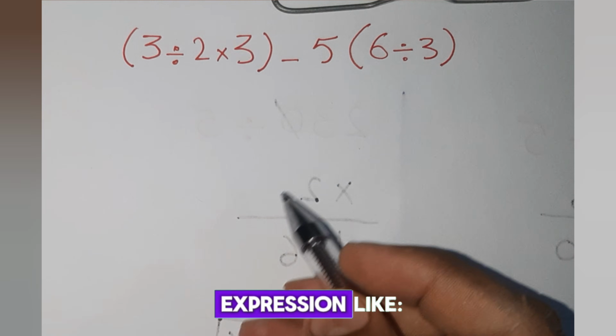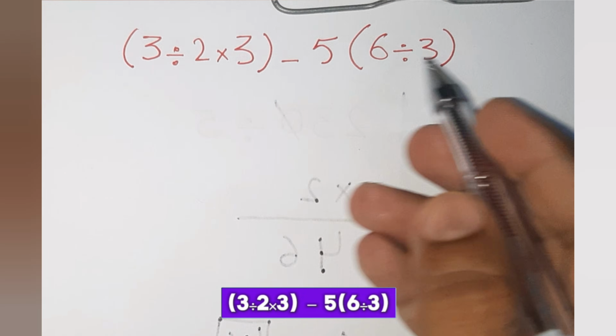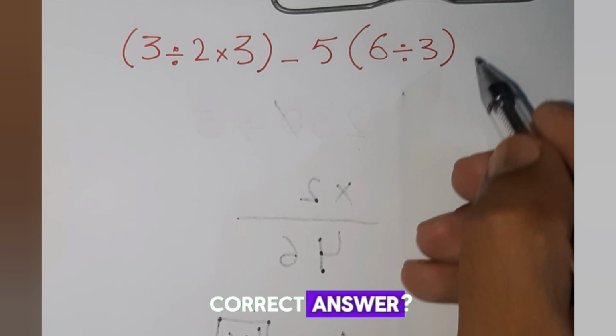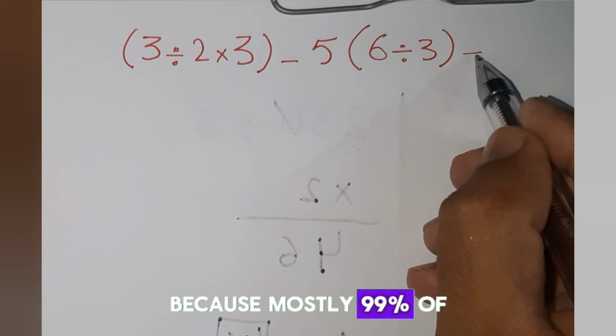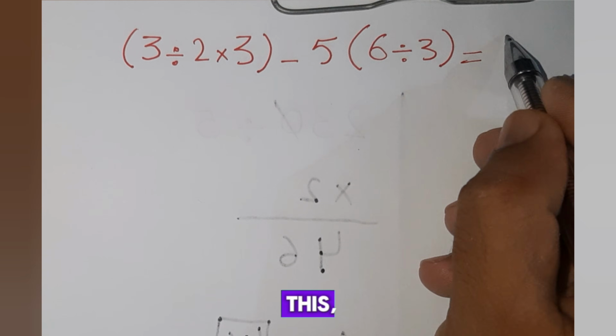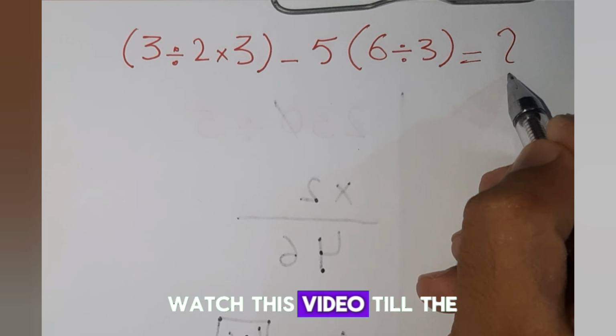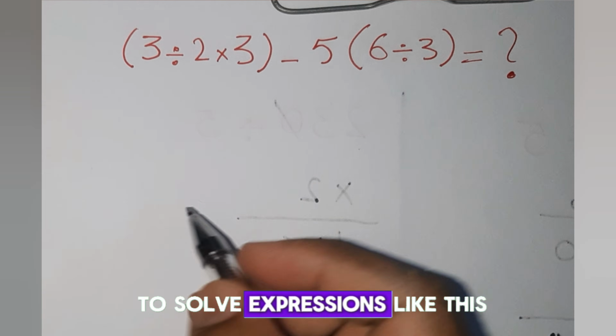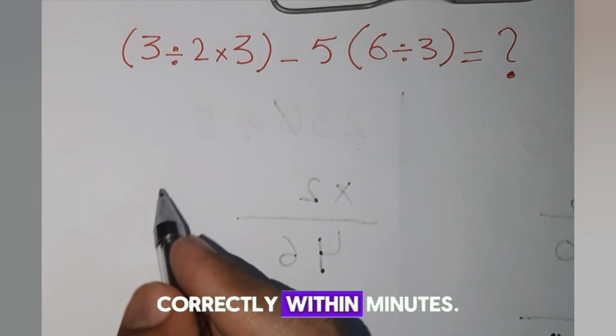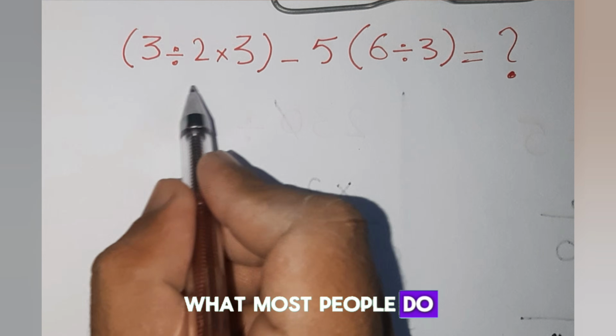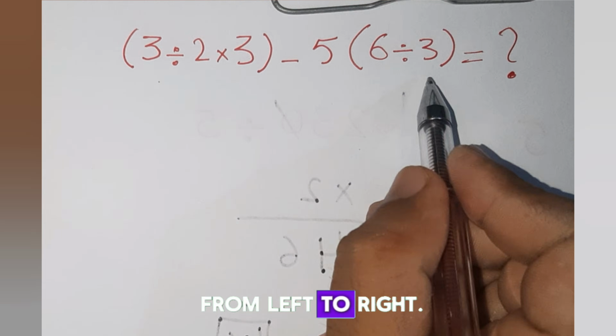If we have an expression like 3 ÷ 2 × 3 − 5 × (6 ÷ 3), then what is the correct answer? Because 99% of people fail while solving this. So make sure to watch this video till the end to learn how to solve expressions like this correctly within minutes. What most people do is solve the expression from left to right.